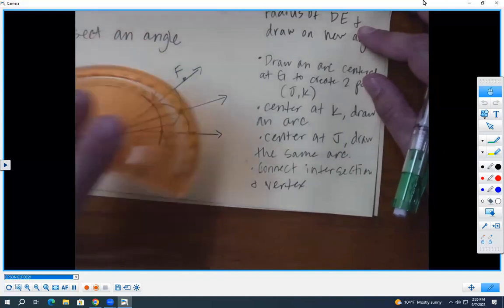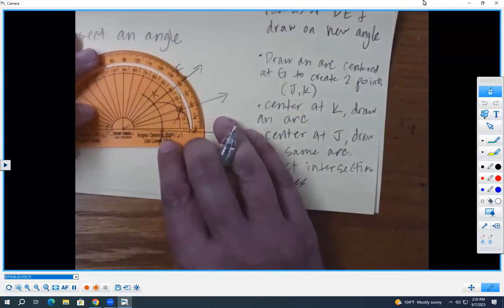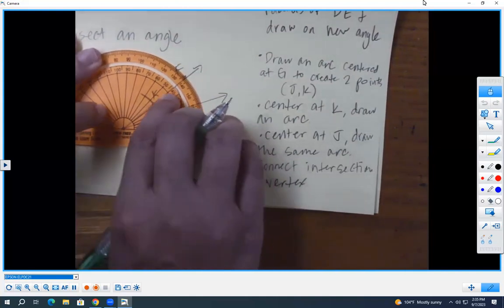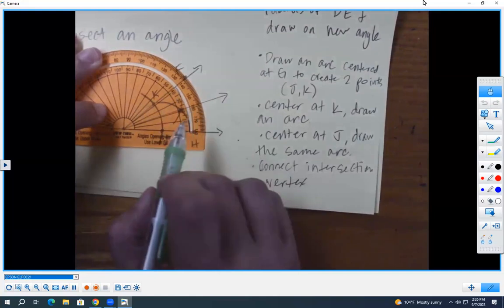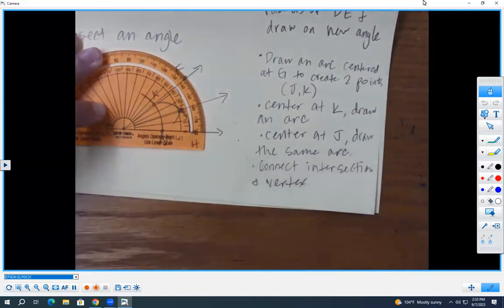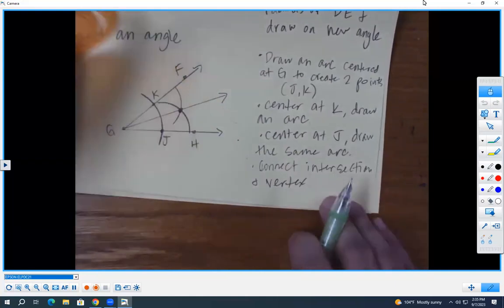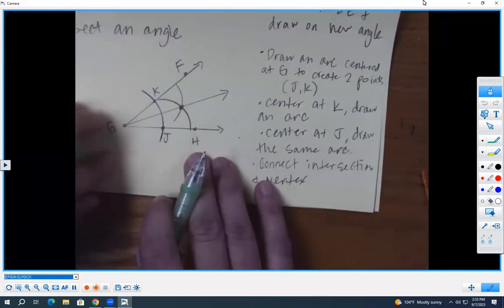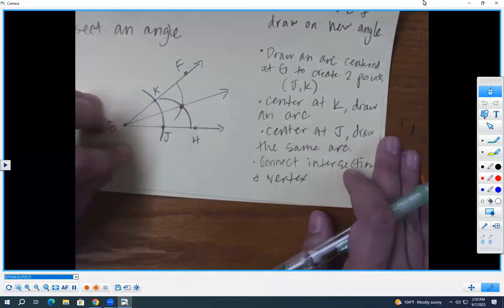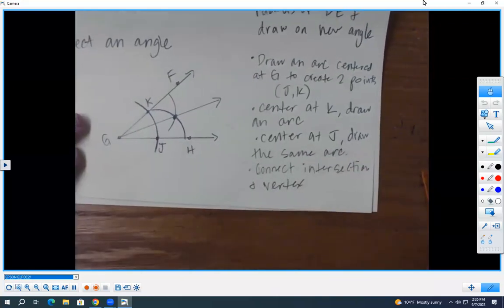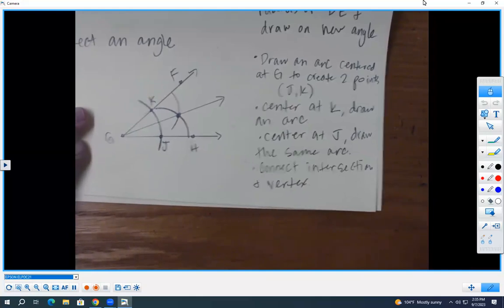For mine, my initial angle looked to be about 42 degrees, and that is 21. I mean, that is right on the dot. I feel like there's less room for error on this because you're not picking up and moving it to another part of your paper. You're just working with the same angle. So that's how you bisect an angle.